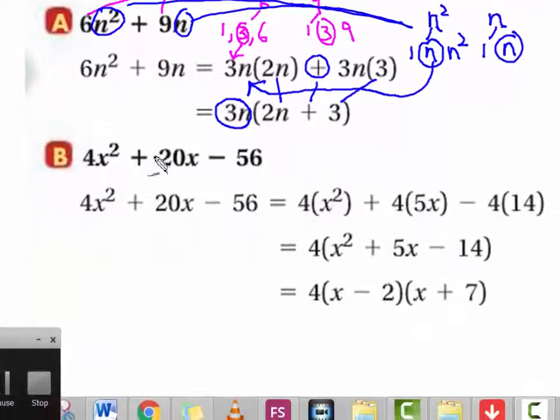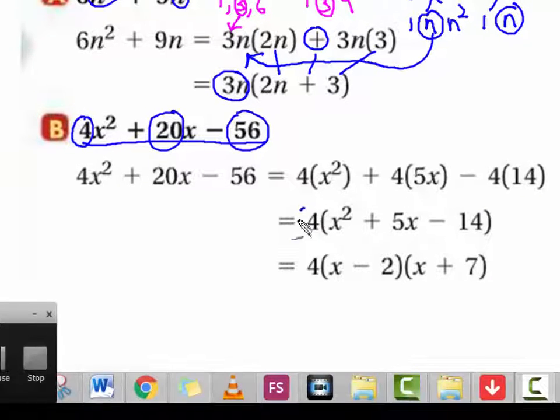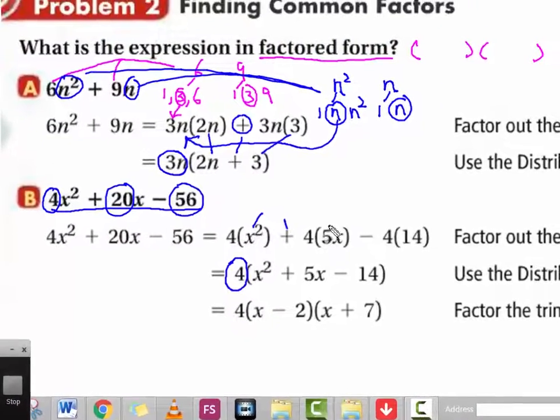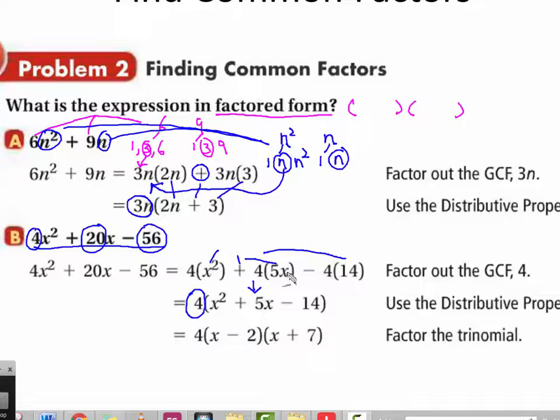The next example looks like it's a little bit big, like 4, 20, and 56, but they have a 4 as the greatest common factor. So you factor out 4. Now you've got 4 times x squared plus 4 times 5x minus 4 times 14. So we factor 4 out: x squared plus 5x minus 14. That's what you got here.